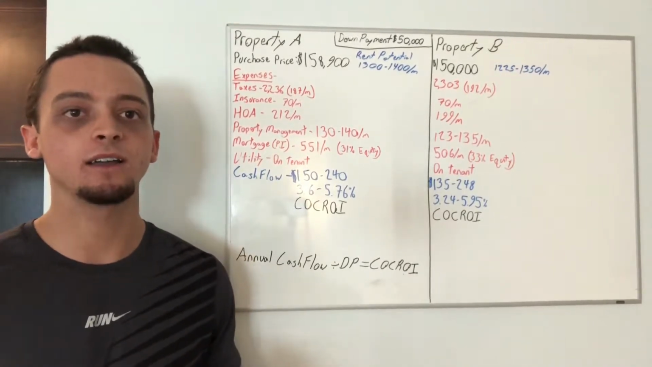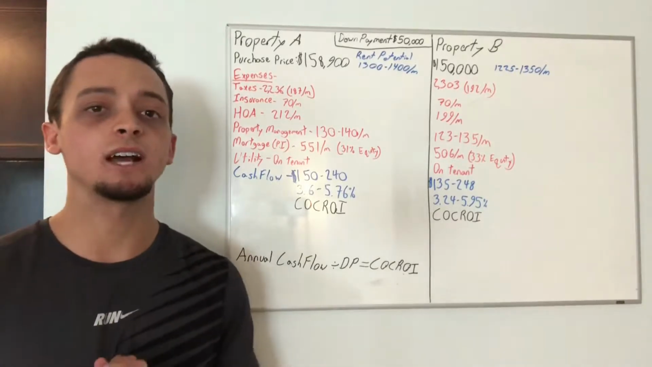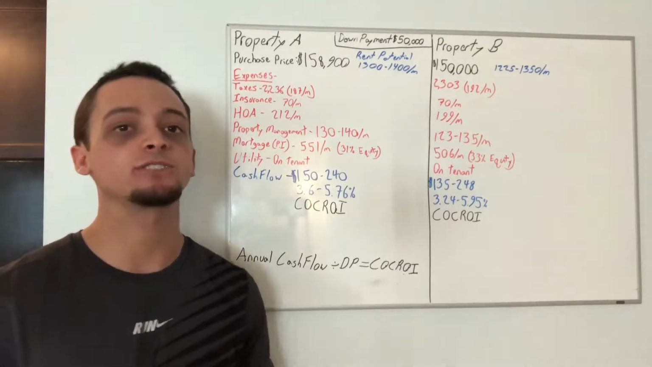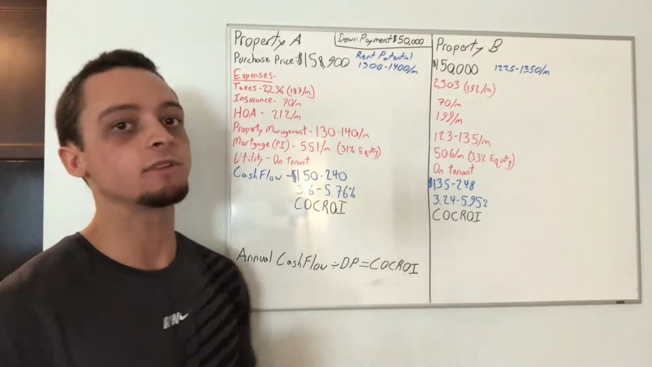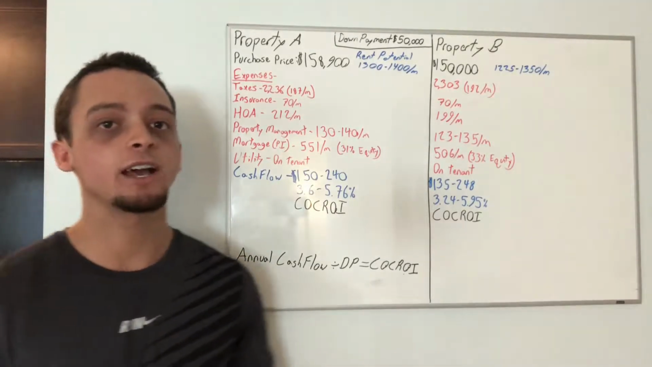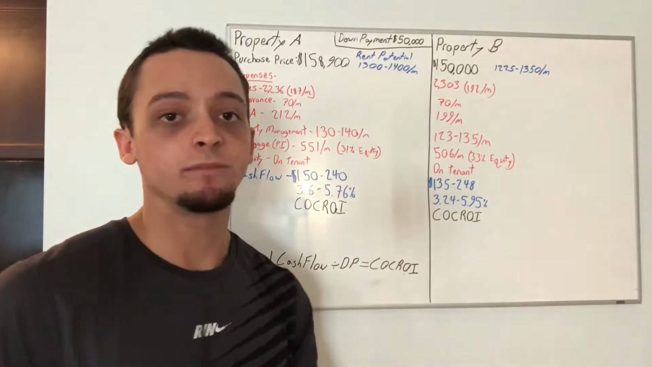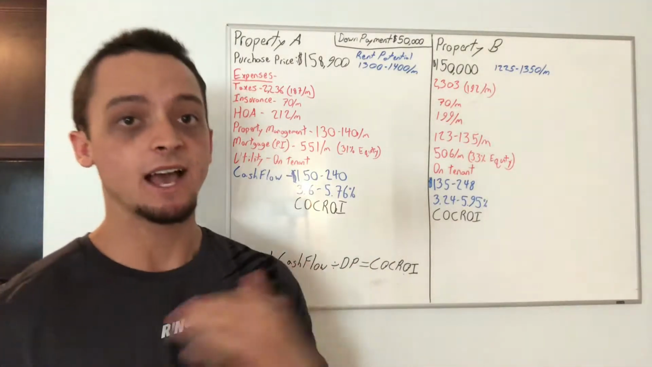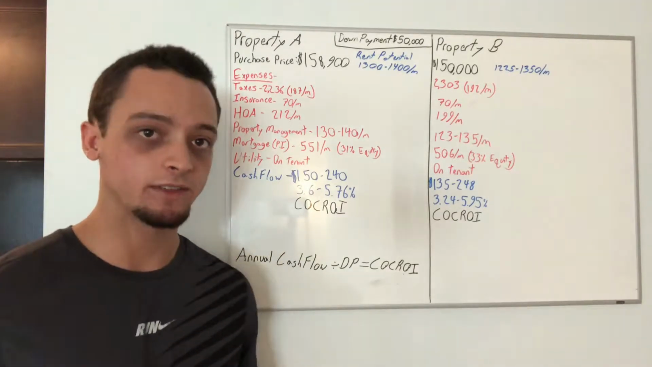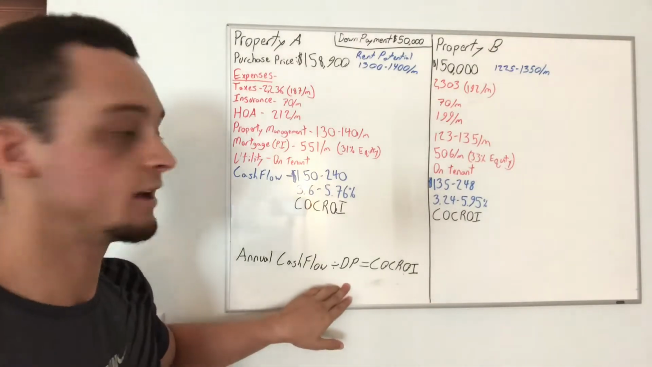What I want to share with you is how I analyze investment properties for cash flow. What it really comes down to at the end of the day is your cash on cash ROI. That's got to be the most important thing when you're looking at your properties. Your cash on cash ROI is however much you make annually from the property, that's cash flow after all your expenses are paid, divided by your down payment on the property.